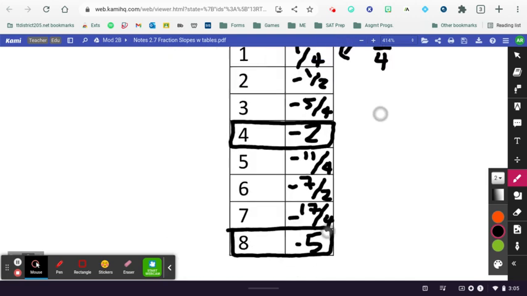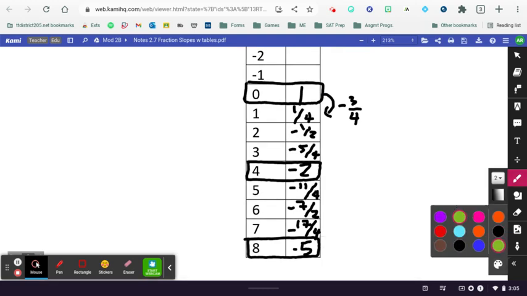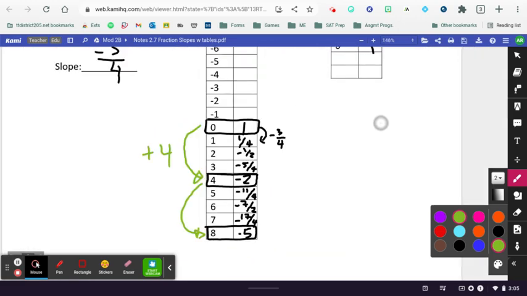Okay, so let's look at the numbers we have boxed in. Looking on our x side, how do we get from 0 to 4, where we have a nice number, and then 4 to 8, where we have a nice number? Well, we're adding by 4s, and we see that 4 at the bottom of our slope, right? That's the math for our x's.